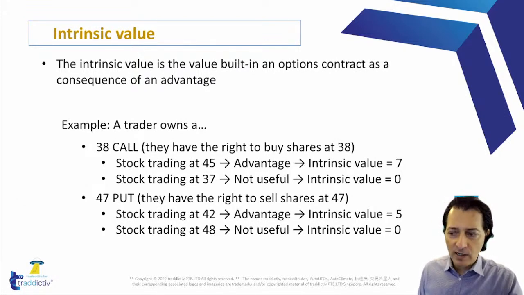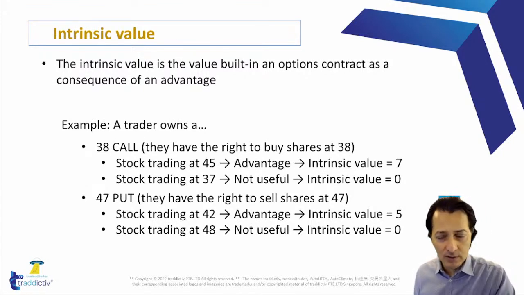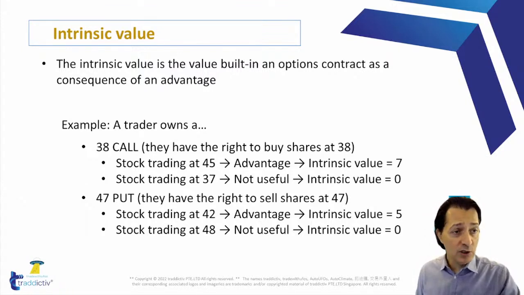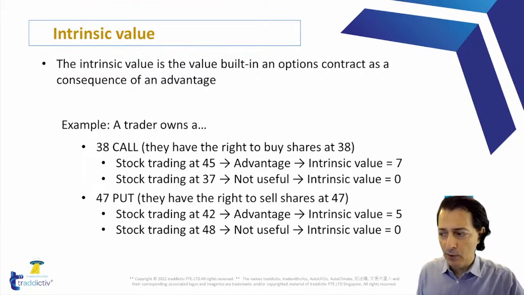What if the stock is trading at 37? Well, 37 is below 38. So that option is not useful. So intrinsic value is 0. Now, of course, you still have time to expiration. So there will be some extrinsic value because from now until expiration, the stock may rally and go above 38. And some people may want to pay for that. So that extrinsic value portion of the option will be available, even though, from an intrinsic value point of view, there will be no value.